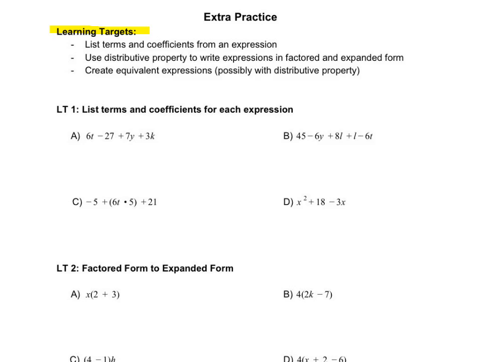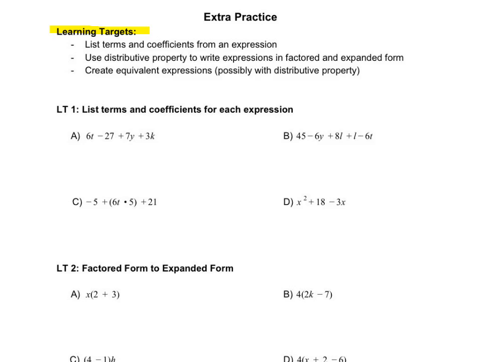And then the third one is to create equivalent expressions, so 2 expressions that are equal to each other. That could mean using the distributive property, but not necessarily 100% of the time. So don't think that the distributive property is the only way to make an equivalent expression. With that said, let's look at our first learning target, where we are going to list the terms and the coefficients for each expression.